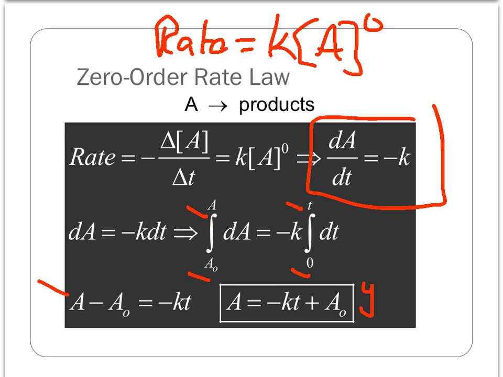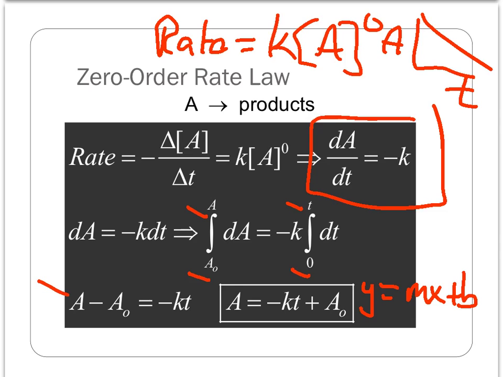Rearranging so that this looks like y equals mx plus b, we have A equals negative kt plus A0. So if you were to graph the concentration of A versus time and get a straight line with a negative slope, as seen by that negative sign there, that would tell you that your reaction is zeroth order.